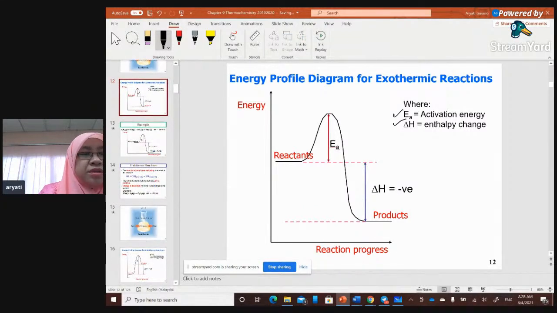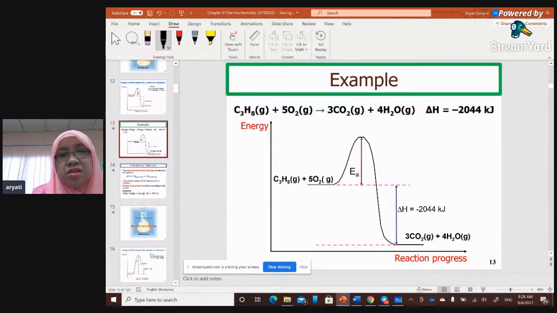Okay, so example. So this one, dia bagi satu chemical reaction, kemudian dia letak sini delta H is negative, maksudnya energy release. So dia letak sini the reactant, so reactant ialah C3H8 gas plus 5O2 gas. So it's activation energy. So the product is 3CO2 gas plus 4H2O. So this reaction release energy as much as 2044. So dia letak kat sini delta H negative 2044.